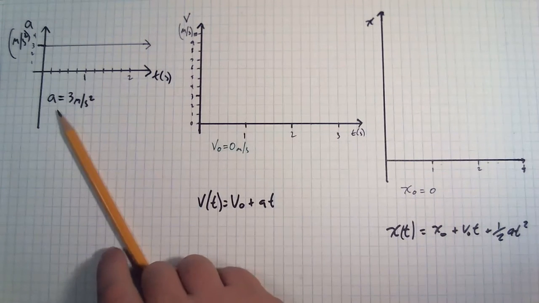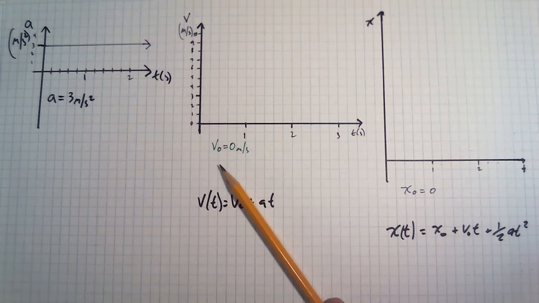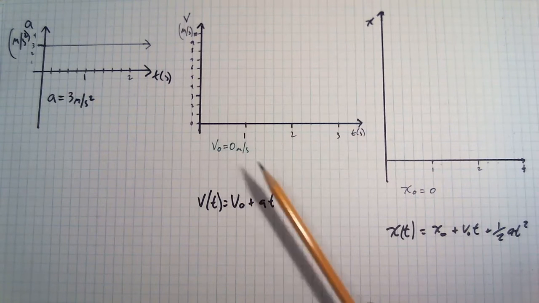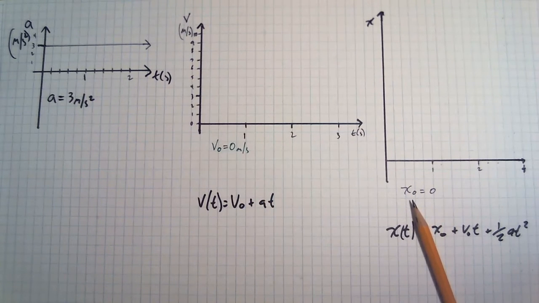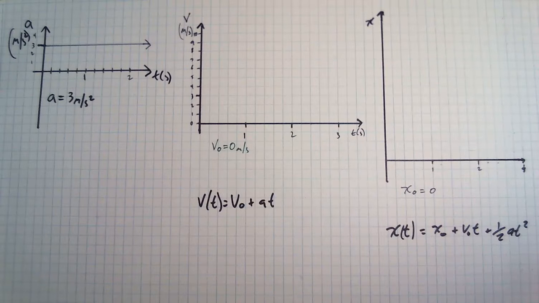I'm going to have an acceleration of 3 meters per second squared. I'm going to start off with a velocity, to keep things simple, of 0 meters per second, that is v naught, and I'm going to move on to an x naught of 0. So this is following the green velocity and then the green parabola that I did in the last video, and I want to show where they come from.